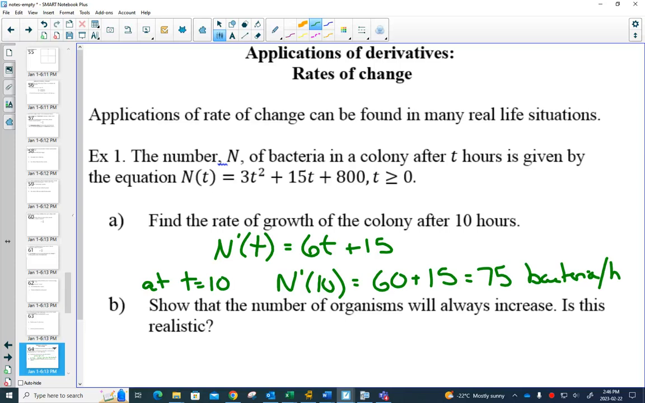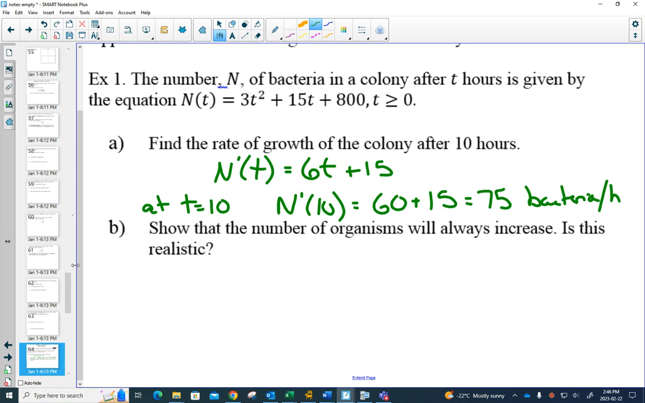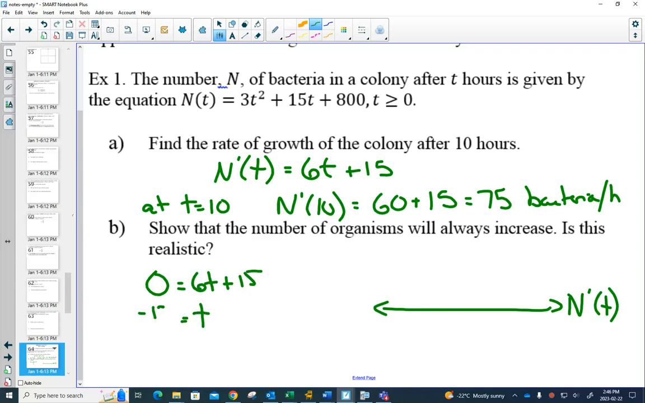Then, show that the number of organisms will always increase. Well, we can show increasing and decreasing with our number line. If we were to graph this, we would show this with our number line. Now, what value would we put on that number line? Any critical point. So if I set my derivative equal to 0, I would get negative 15 over 6 as the only critical point.